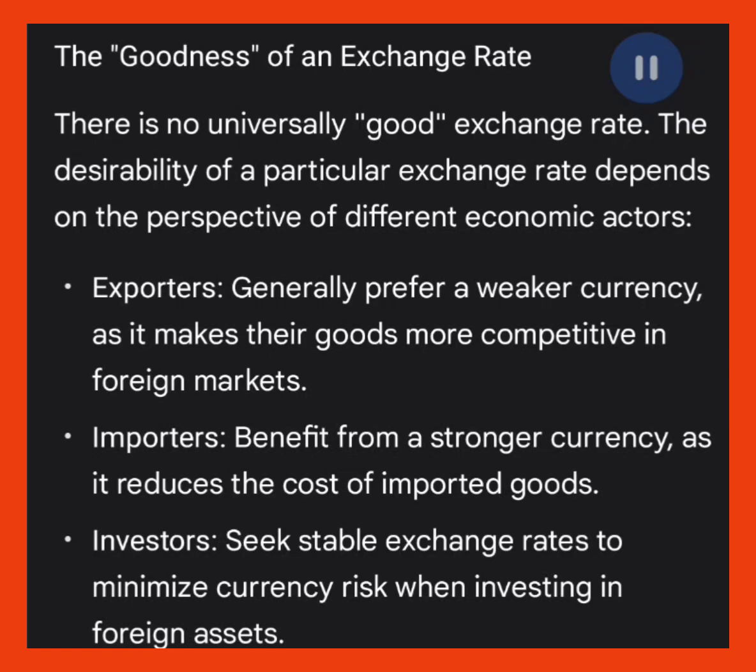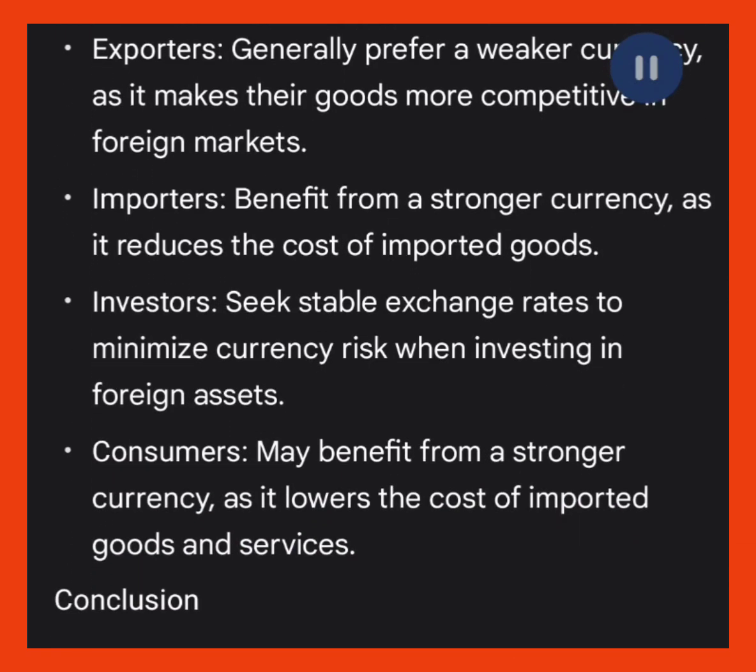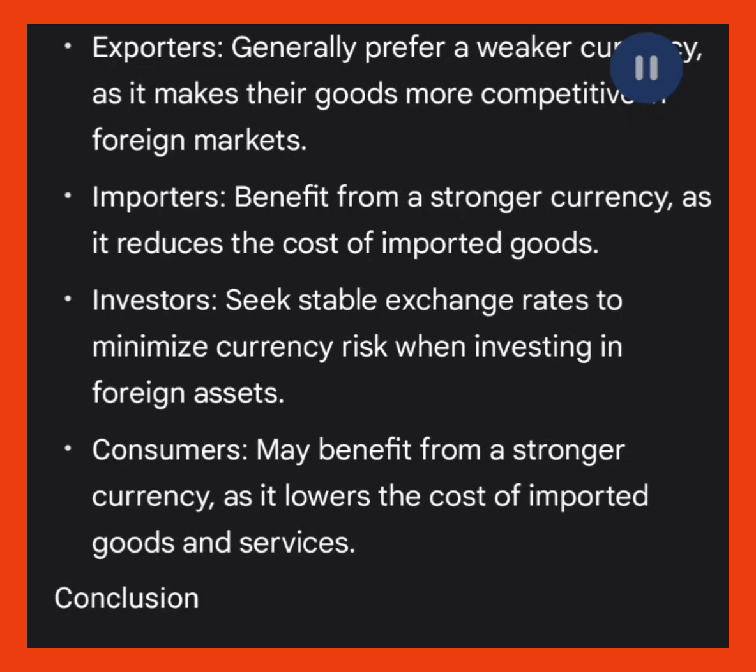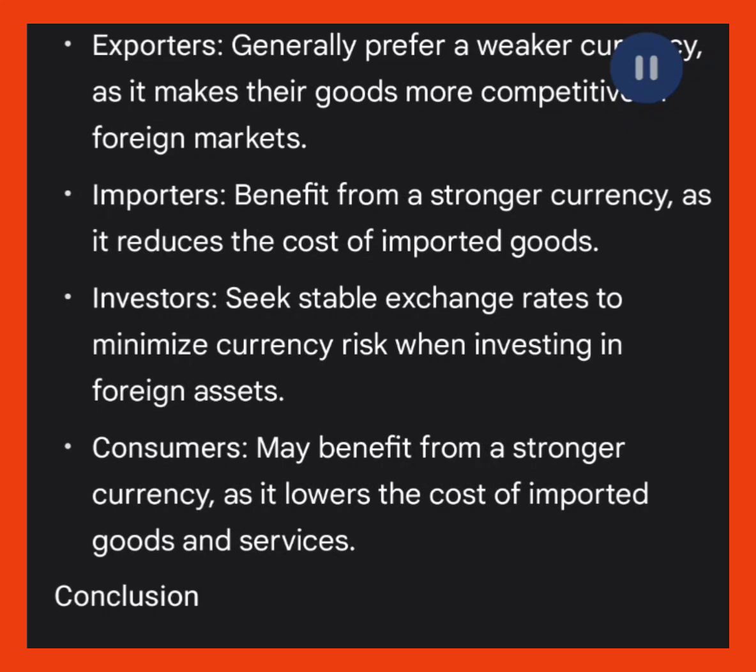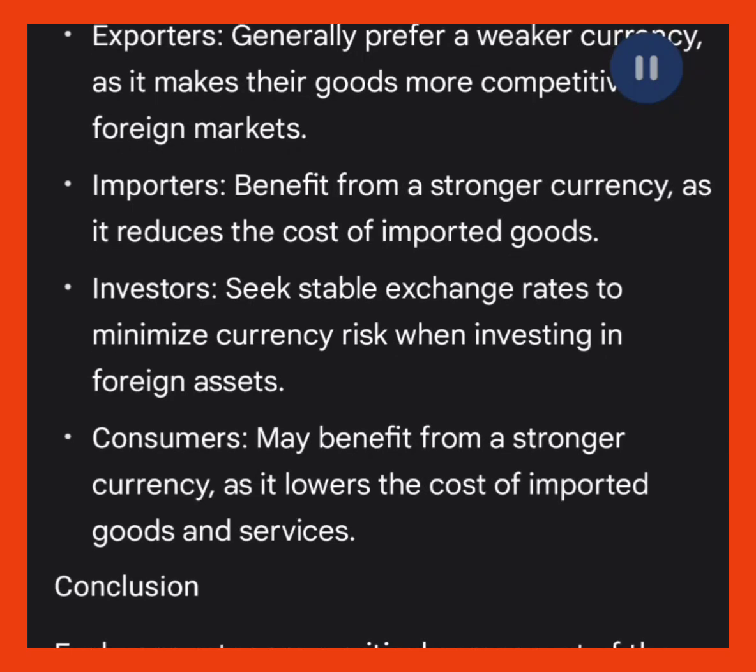Importers benefit from a stronger currency as it reduces the cost of imported goods. Investors seek stable exchange rates to minimize currency risk when investing in foreign assets. Consumers may benefit from a stronger currency as it lowers the cost of imported goods and services.